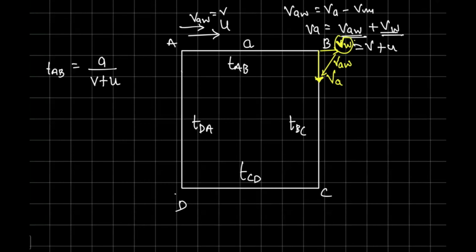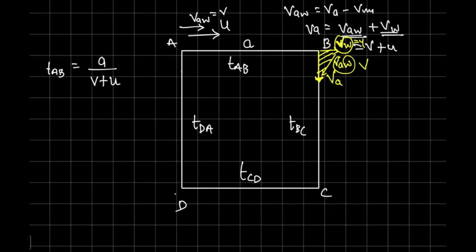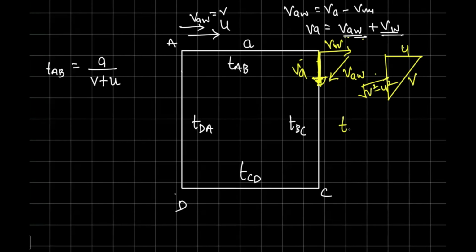This value is u and this value is v. So you can see this right angle triangle. We can write this magnitude as root over v square minus u square. This time I haven't used the component. I have used Pythagoras to find out this velocity. Now I will take the time tBC, that is nothing but a upon root over v square minus u square.